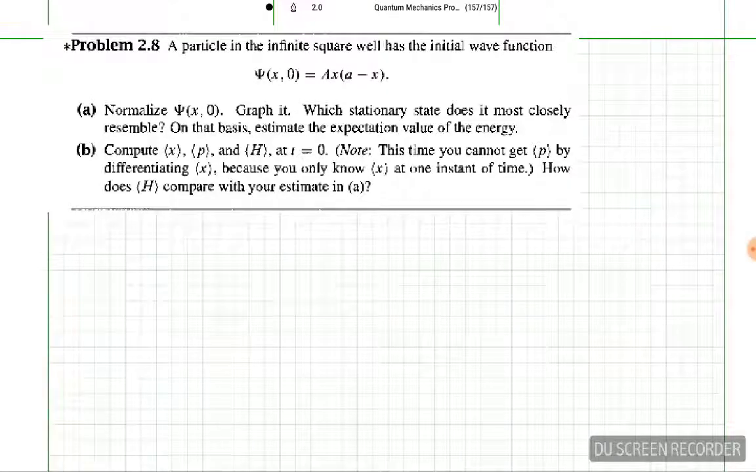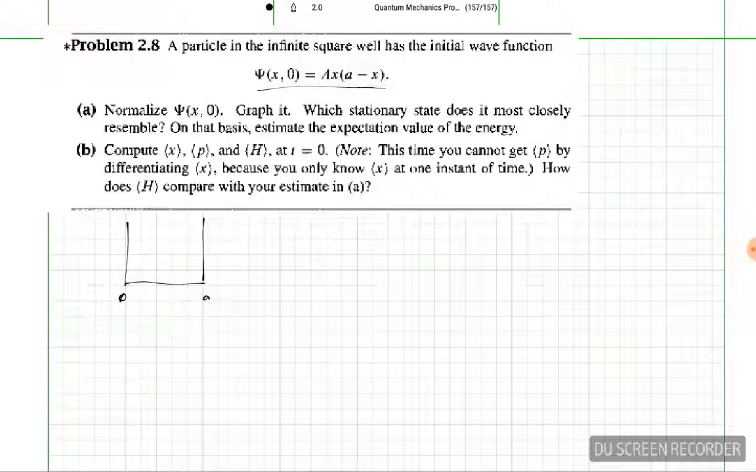Here is Griffiths' Intro to Quantum Mechanics, and we're getting through most of the infinite square well problems. This is problem 2.8, where we have a particle inside an infinite square well. We'll draw it like that, going from 0 to a, and it has this initial state. So for time equal to 0, we start out looking like this.